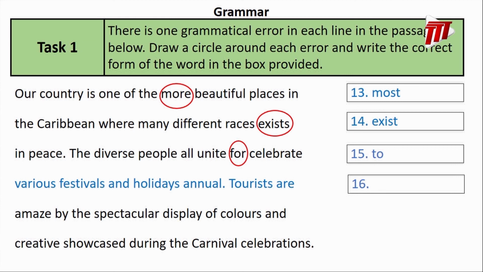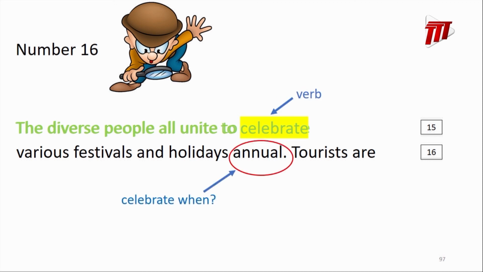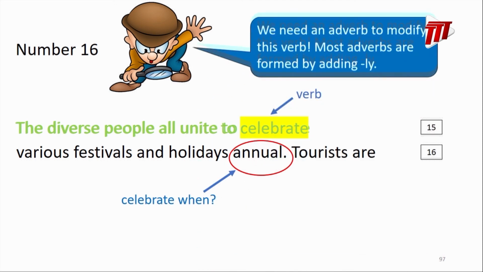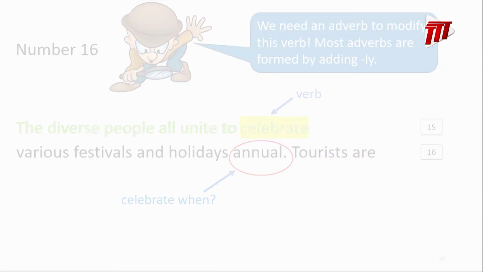Let's look at it in isolation. The diverse people all unite to celebrate. To celebrate what? Various festivals and holidays annual. They are celebrating it every year. How? That should read annual. We are looking for an adverb. The adverb would end with ly. Yeah, how do we celebrate? Or rather, when? We need an adverb to modify the verb, and it must end in ly.